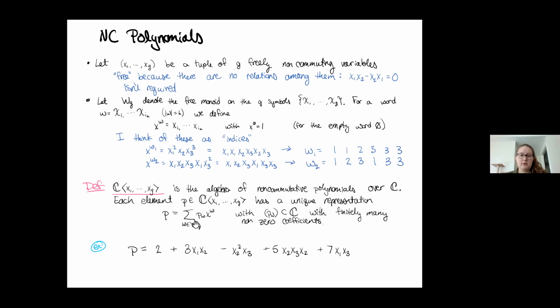And this series here, it's not really a proper series. We're actually saying polynomials here. Only finitely many of those coefficients are going to be non-zero. So here's an example I just wrote out really quick. We have 2 plus 3x1 x2 minus x2 squared x3 plus 5 x2 x3 x2 plus 7 x1 x3. Notice we're not actually combining these two terms, even though they have the same number of x2s and x3s, because it's non-commutative. These monomials are different and we can't combine them.